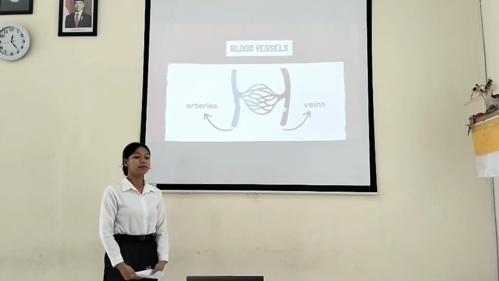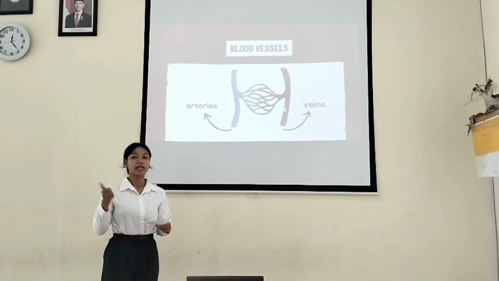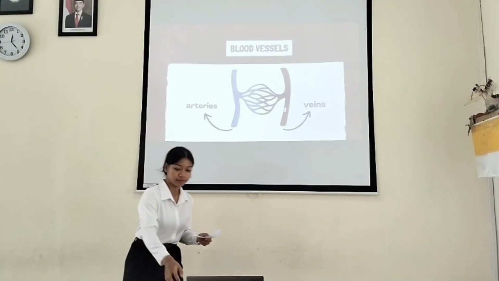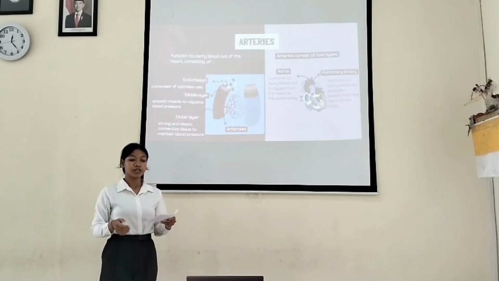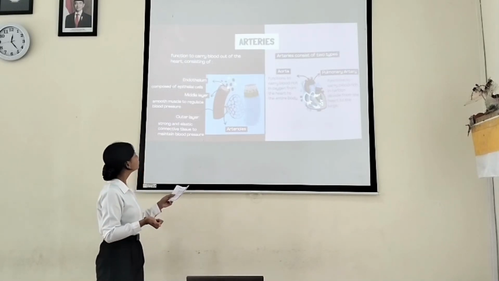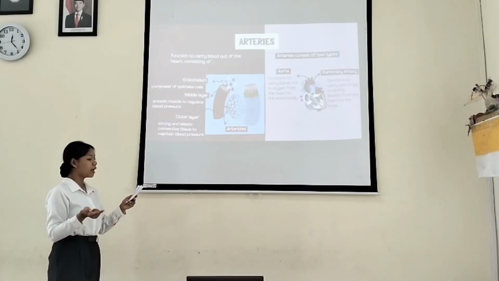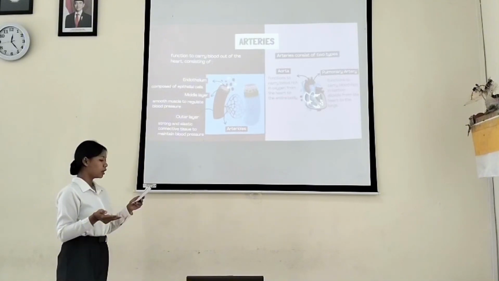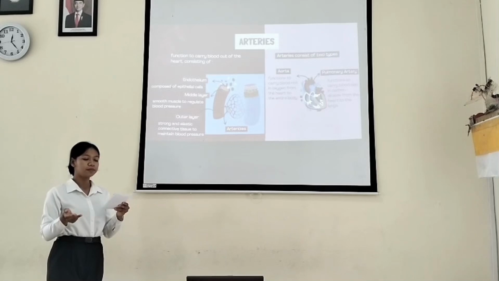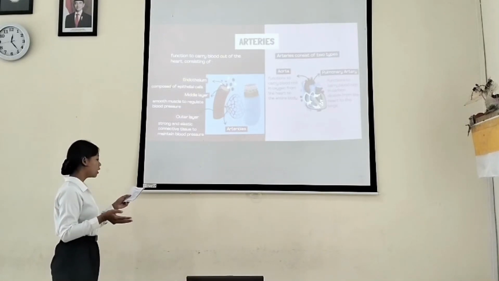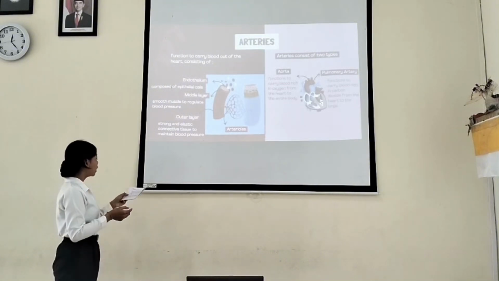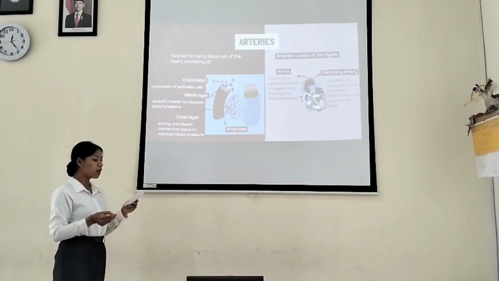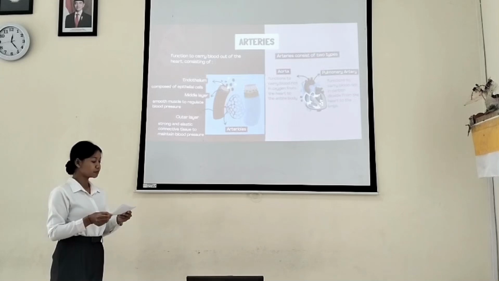The next is about blood vessels. Consists of the arteries and veins. Arteries function to carry blood out of the heart, consisting of the endothelium, composed of epithelial cells; the middle layer, smooth muscle to regulate blood pressure; the outer layer, strong and elastic connective tissue to maintain blood pressure; and the last is the arterioles, the smallest branches of the arteries.